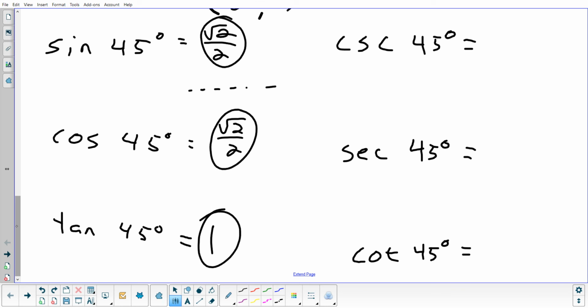Emma, what's my cotangent? 1. It's also 1, because if you flip 1, you get 1. It stays the same. All right. How about Ethan? How do I do my cosecant?